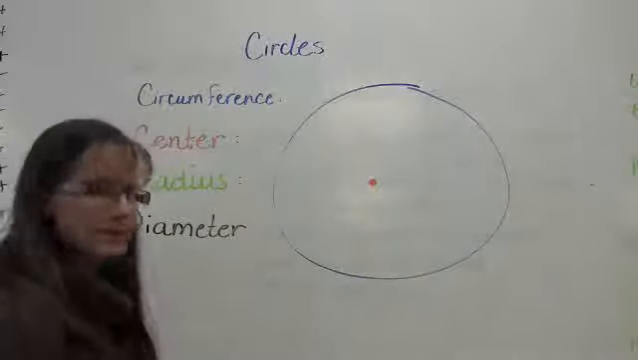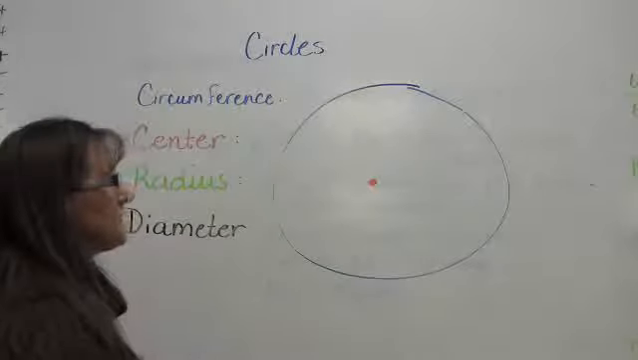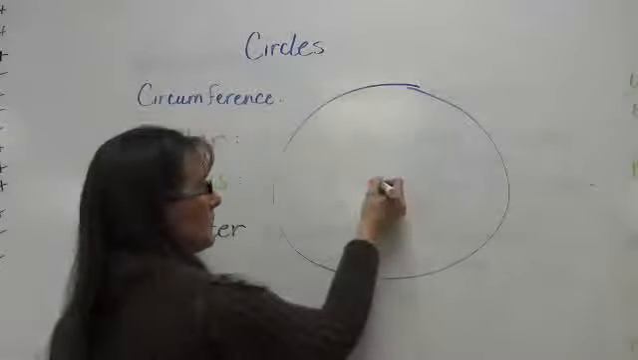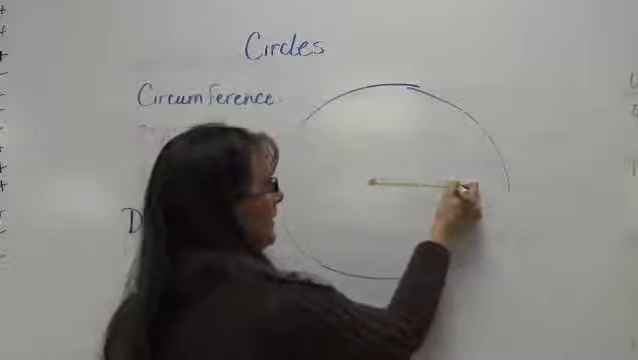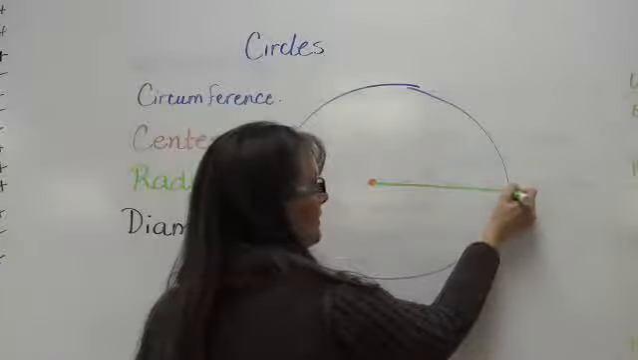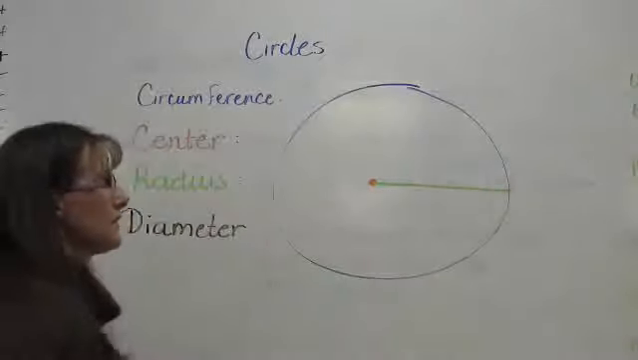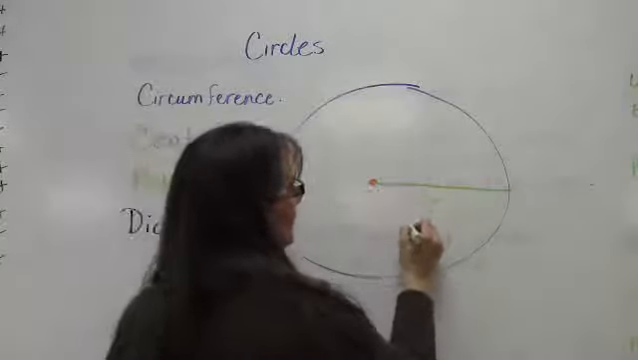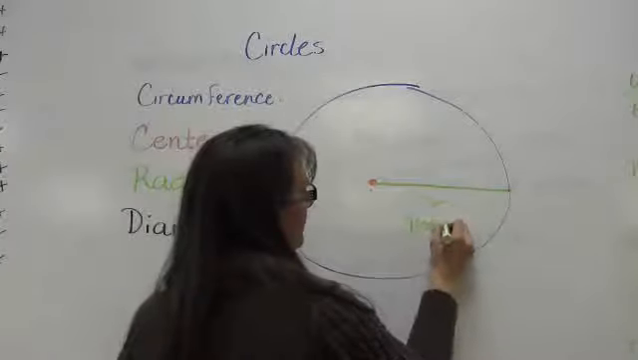And then we're going to draw our radius. Remember that our radius was from the center of the circle to the outside, to the edge of the circle. It has an endpoint on the circle. This is your radius.